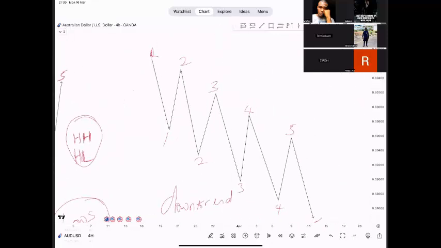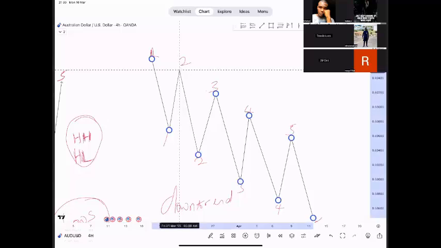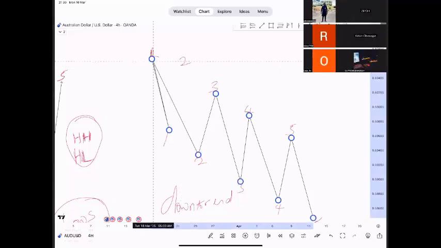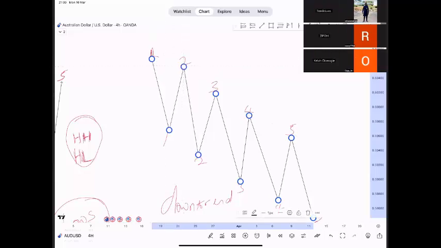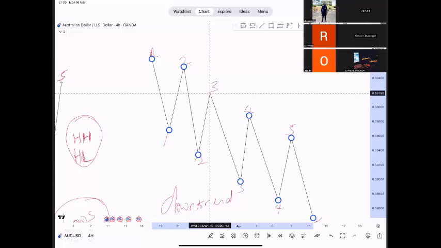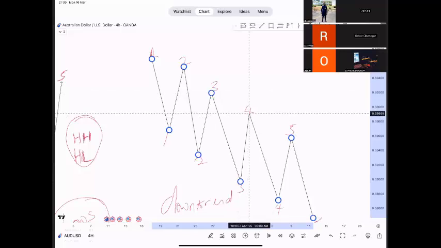In this case, you can see that high two is lower than high one. High two did not go above high one. High three did not go above high two. High three is lower than high two. Then high four is lower than high three. High five is lower than high four in a downtrend.